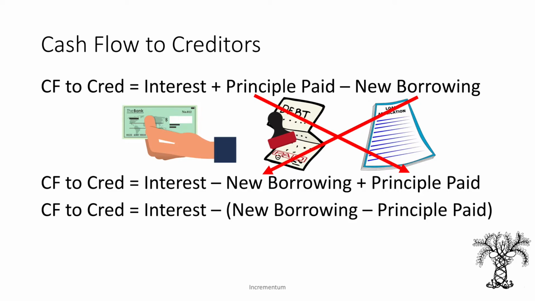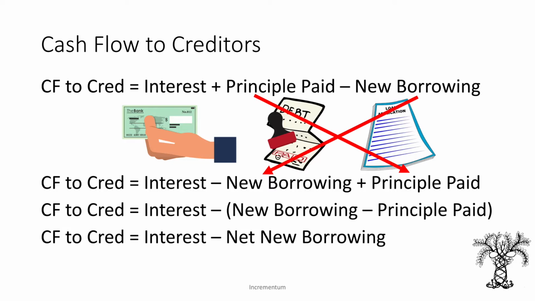Now the reason the sign changes on the principal paid is because once we've put these two terms in parentheses, we factored out the negative of new borrowing, which meant that we also had to factor it out of principal paid. If you want to check that this is correct, you can take the negative sign outside of the parenthesis and distribute it back in. So we'll end up with a negative times new borrowing, that's negative new borrowing, and a negative times a negative principal paid is plus principal paid. So that leads us right back to the second equation, and everything is mathematically legal.